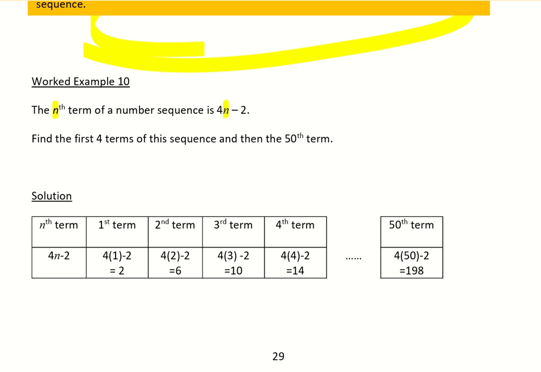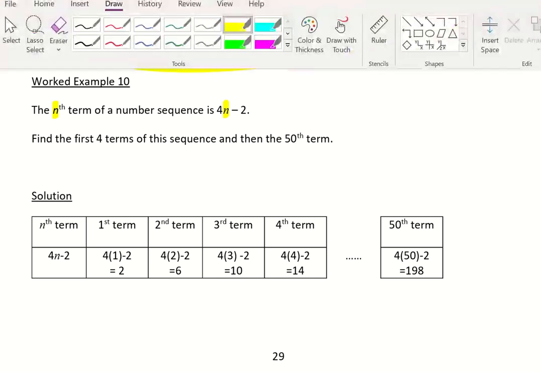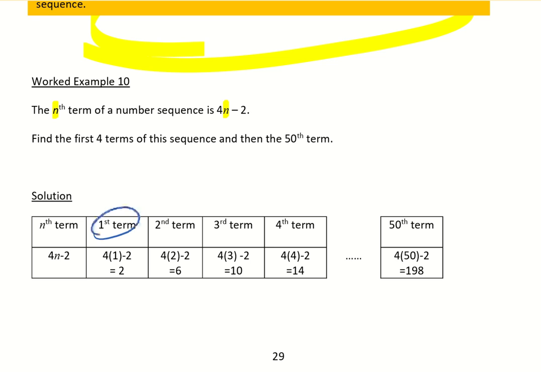The formula is 4n minus 2. So find the first 4 terms, meaning they want you to find the first term, second term, third term, fourth term, and then find the 50th term. So let's look at the working.